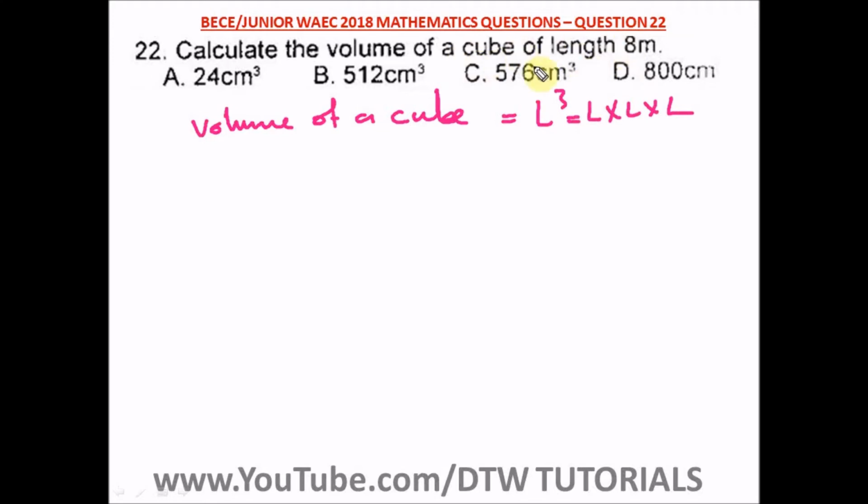And we've been told one side of the cube is 8 meter, and definitely the lengths of the sides of a cube are all equal. So you have L times L times L. That's the formula for finding the volume of a cube. So we have here 8 times 8 times 8, and what would that give us? 8 times 8 times 8 will give us 512 centimeter cube. And our right option here is option B.